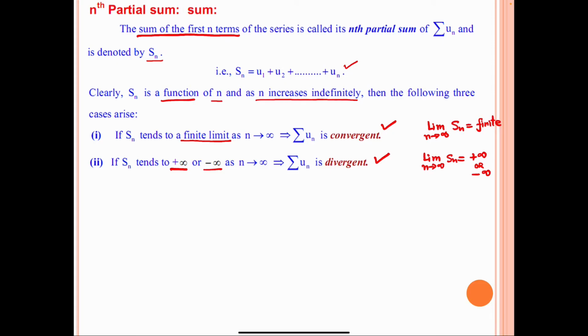And third one is, if Sn does not tend to a unique limit as n tends to infinity, then summation un is oscillatory or non-convergent.